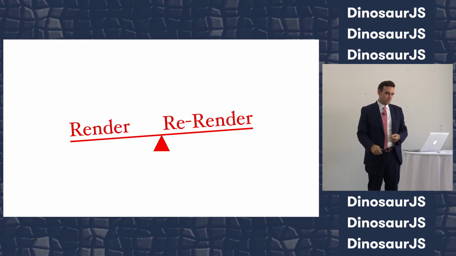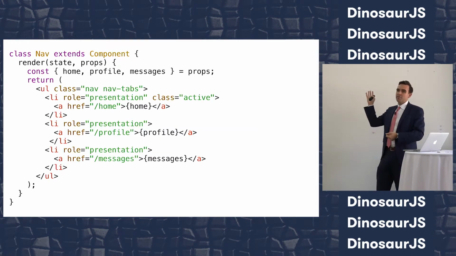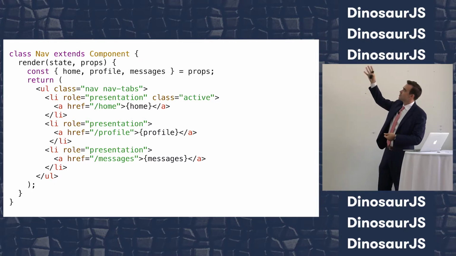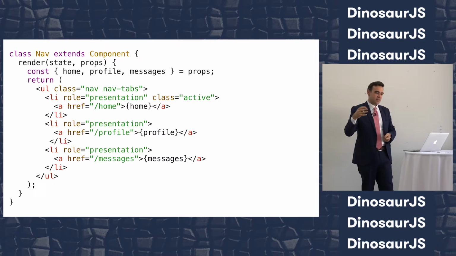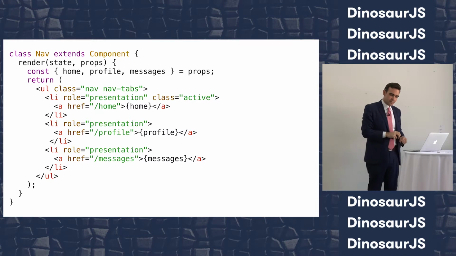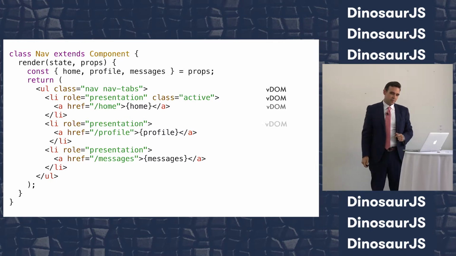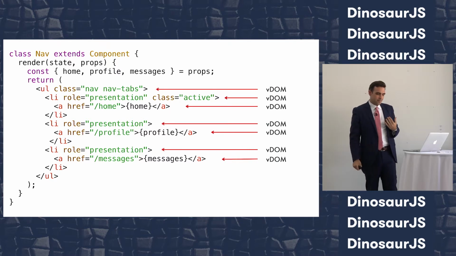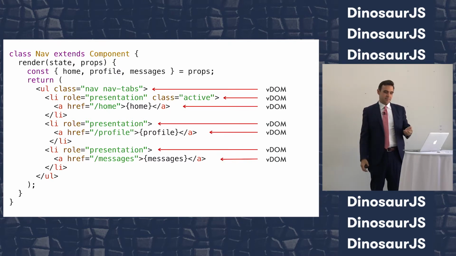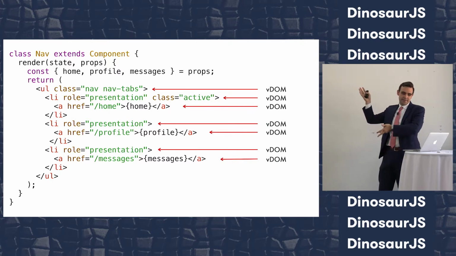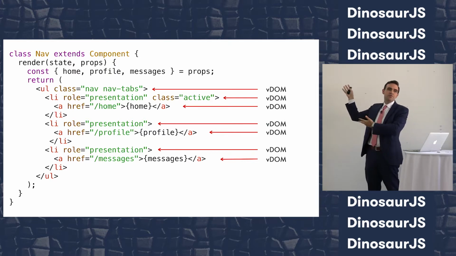So consider this React component that returns some JSX that has been marked up using like Bootstrap classes and DOM elements. So on initial render, virtual DOM nodes will be created for each element here. And that makes a lot of sense. You can think of JSX as essentially being instructions for how to create the real DOM.